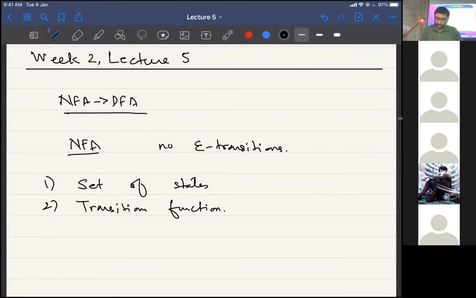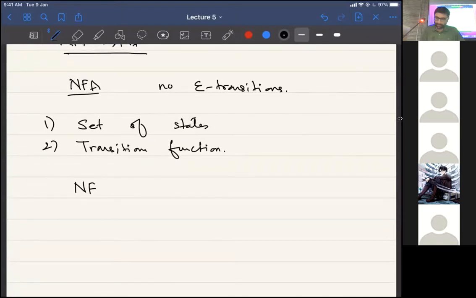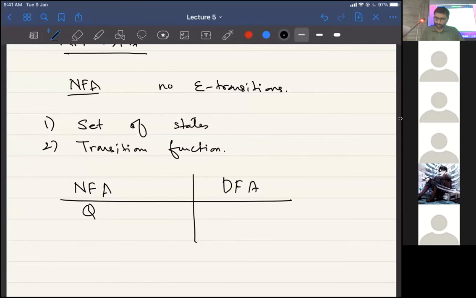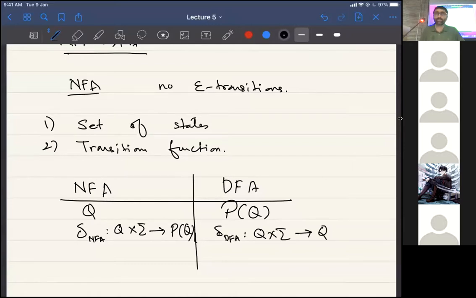So over here, I would write the set of states and everything for the NFA, and over here, I would write it for the DFA. In the NFA, we have the set of states Q. In the DFA, the set of states would be the power set of Q. And you know what a power set is, right? The transition function is delta here, so let's call it delta NFA. The NFA subscript tells us that this is the transition function for the NFA. The transition function for the NFA is from Q times the alphabet to the power set of Q, while the transition function for the DFA is just Q times sigma to Q. So this is the difference.